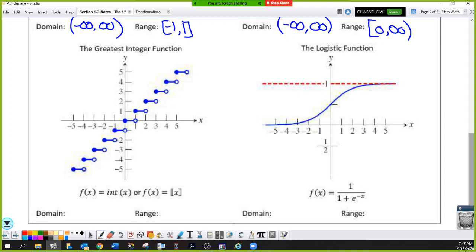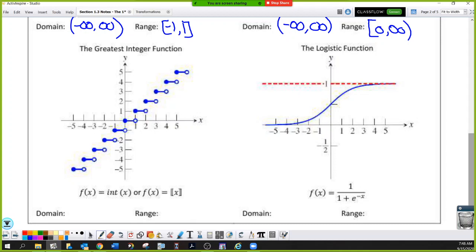For example, if I said you're working with the greatest integer function and the x value is 2.1, well, the greatest integer that is less than or equal to 2.1 is 2. If you said 2.9, the greatest integer that is less than or equal to 2.9 is 2. So the greatest integer function would give you back the y value of 2 for every number from 2, including 2, all the way up to 3, but not including 3. Because the moment you say 3, jump discontinuity, it gives you back the y value of 3.